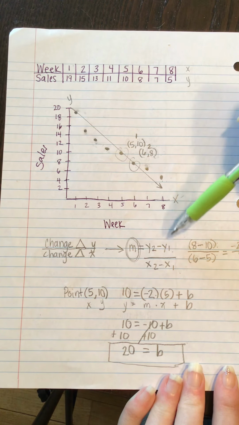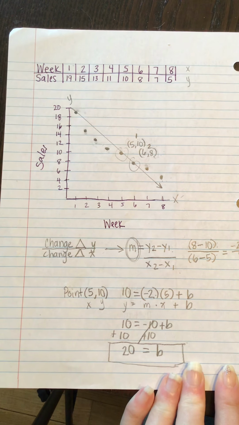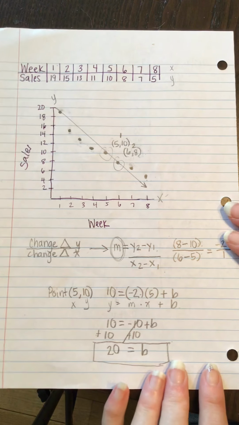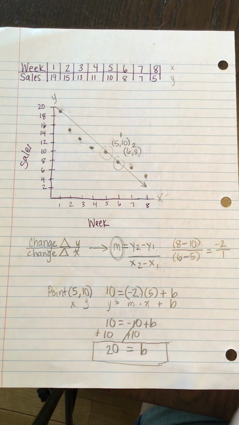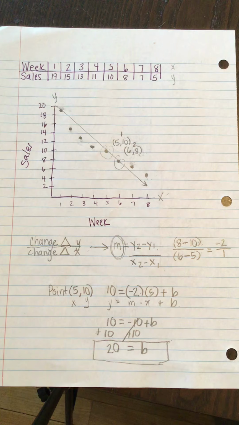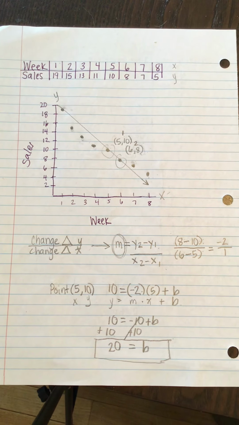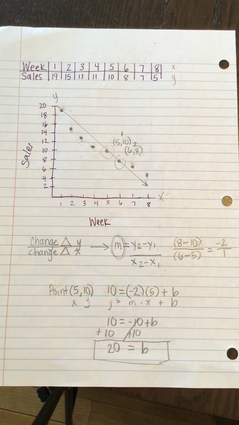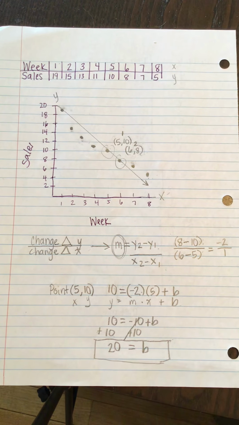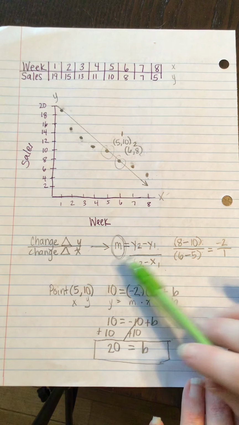Then I put a subtraction sign. So I subtracted them and got -2 over 1. I'm going to give you a minute to write that. Okay, so now that means that my slope is -2.